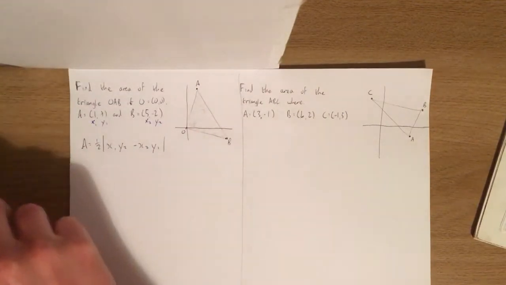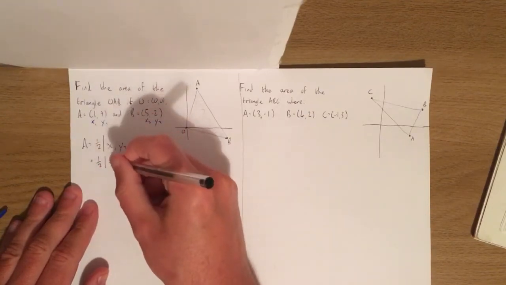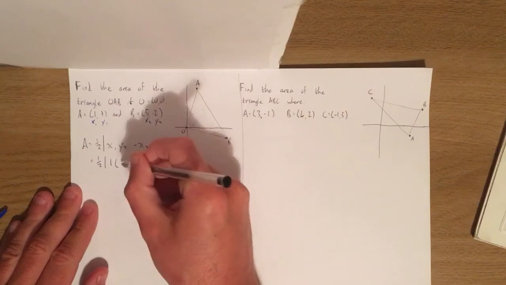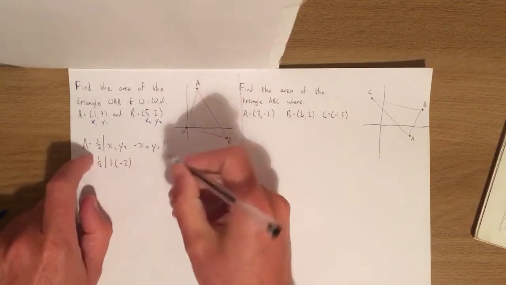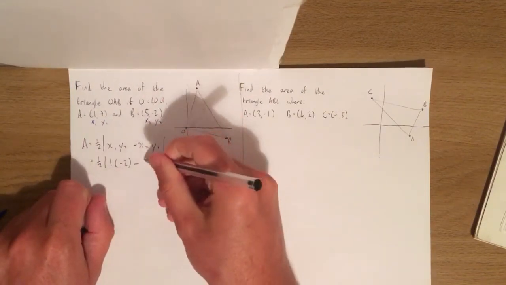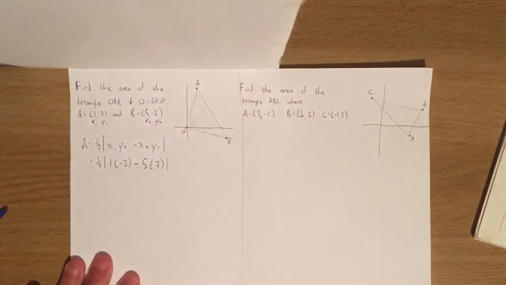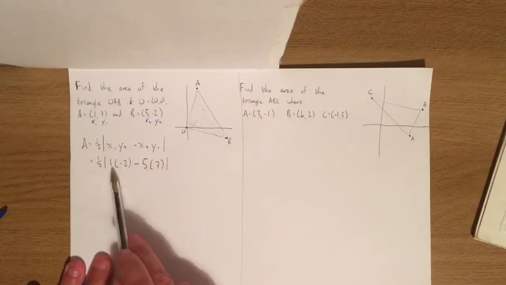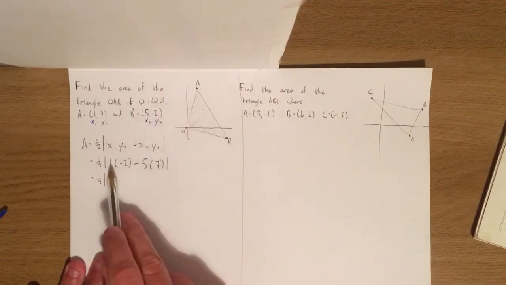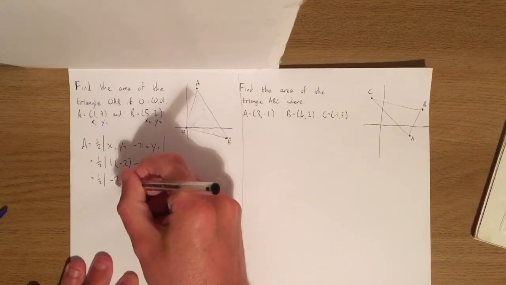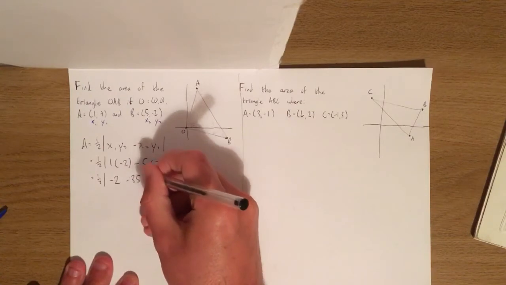All right, so let's sub into that formula. A half, x1 is 1 times y2 is minus 2. So you're going x1 here with y2 from here. Minus x2 is 5 times y1 is 7. And then my vertical line. So like I said, treat these like brackets. So work out everything inside the bracket first. So I've got a half. 1 times minus 2 is minus 2. Minus 5 times 7 is minus 35.